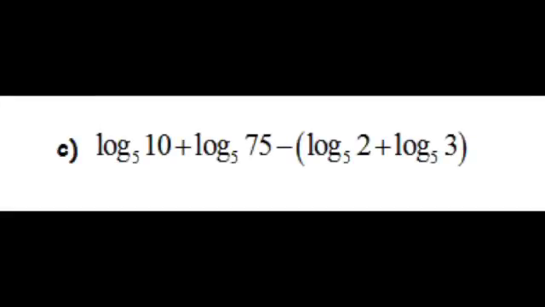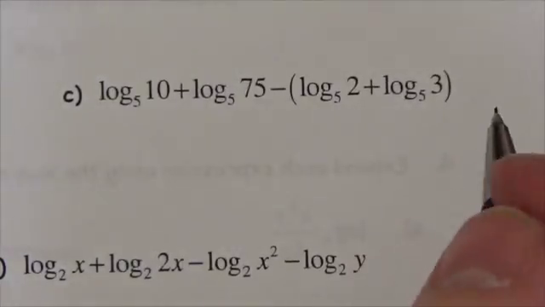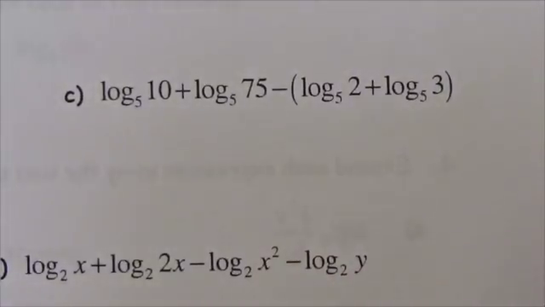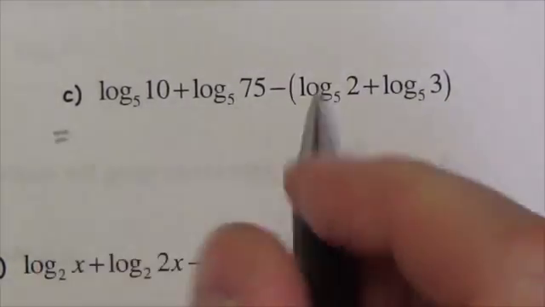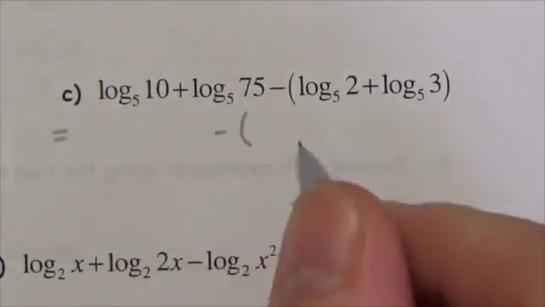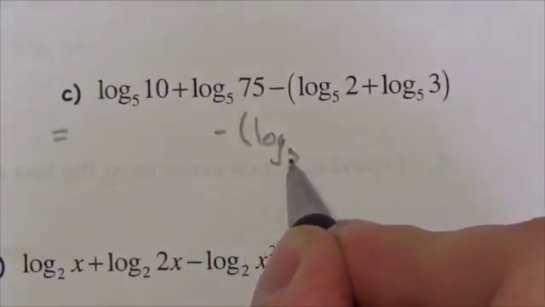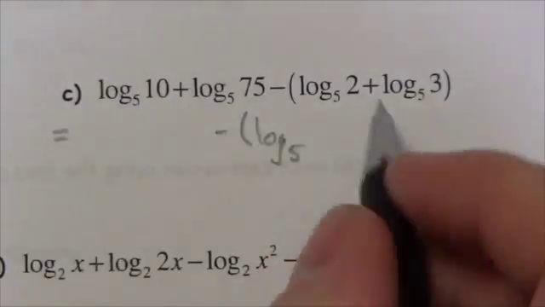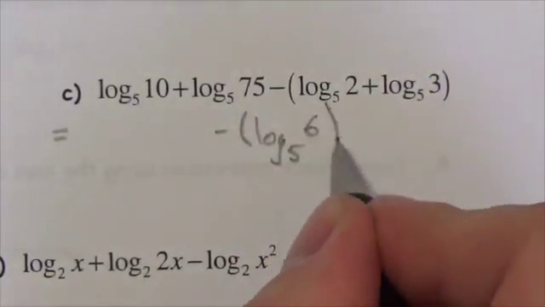The log base 5 of 10 plus the log base 5 of 75 minus the log base 5 of 2 plus the log base 5 of 3. To do this one, it makes sense that the first thing we would do is simplify what's inside the parentheses. So this is going to equal, inside that parentheses, the log base 5 with addition, so there's going to be the product of those two: log base 5 of 2 times 3, or 6.